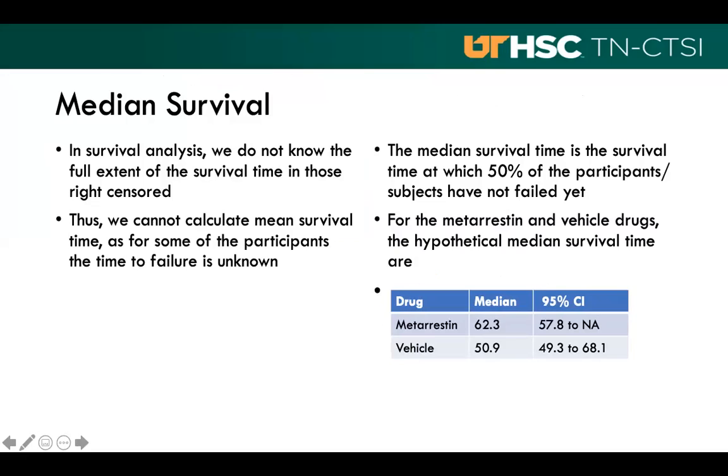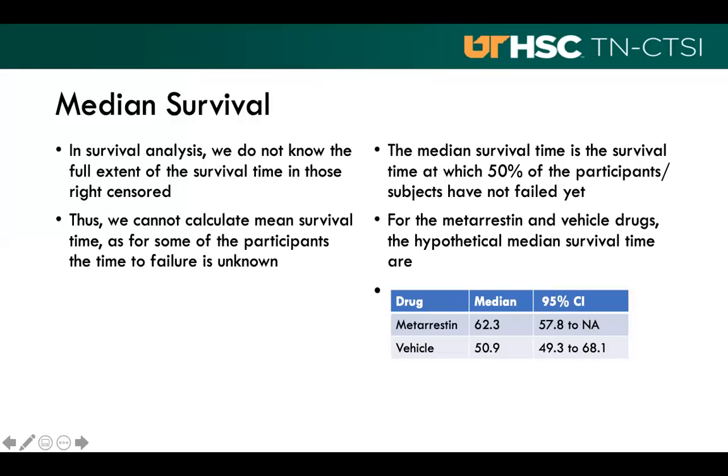Median survival is one of the very relevant and important survival statistics that is usually reported. In survival analysis, we do not know the full extent of the survival time in those who have been right censored or interval censored. So we cannot calculate the mean survival time, as for some of the participants the time to failure is unknown. So the median survival time is the most commonly reported statistic.